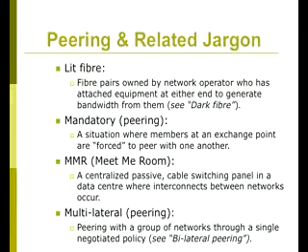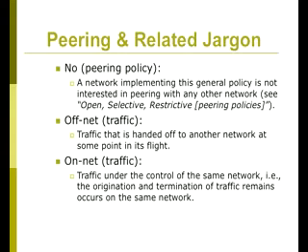Multilateral peering. So peering with a group of networks through a single negotiated policy. This tends to be normally implemented by route servers and so forth, okay? Peering policies, so having no peering policy. In this case, the network implements the general policy in that they're not interested in peering with any other network. Okay, we should look at other options like open and selective and so forth.